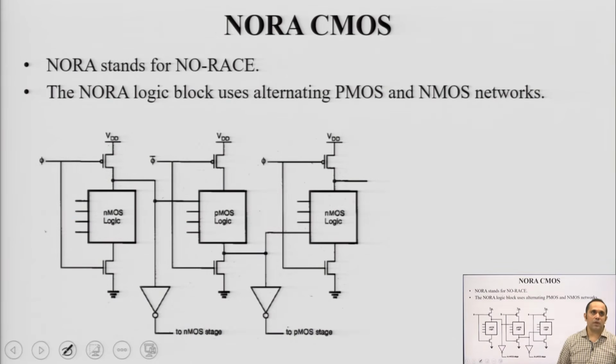Going forward, there is another version which is considered to be quite better as compared to your latch based pipeline circuit or your C2MOS based pipeline circuit. The idea or the objective is still to avoid racing condition between inputs and outputs. So, we use what is known as NORA CMOS.